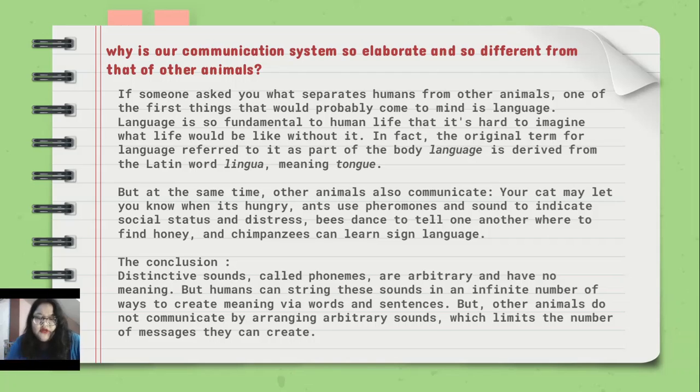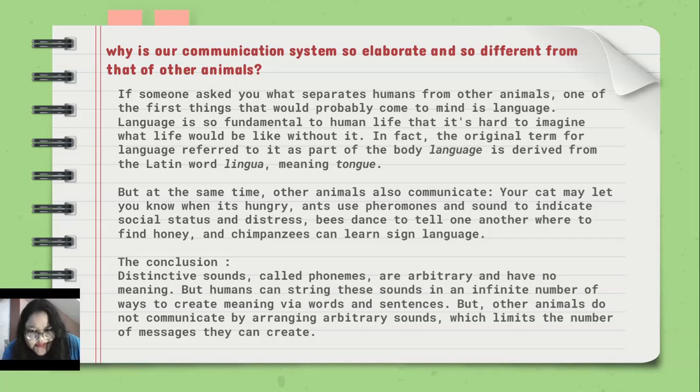But at the same time, other animals also communicate. Your cat may let you know when it's hungry. Ants use pheromones and sound to indicate social status and distress. Bees dance to tell one another where to find honey, and chimpanzees can learn sign language.